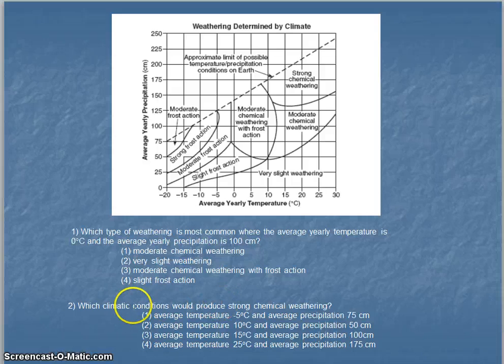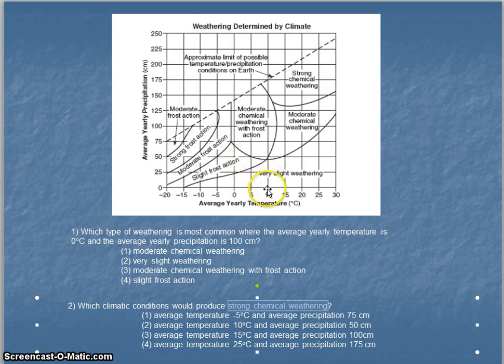The second question says, which climatic conditions would produce strong chemical weathering? The best way to do these kinds of questions, if they were on a Regents exam or quiz or test, is to do a process of elimination. We are looking for strong chemical weathering. So let's start with the first one, -5 Celsius. We're here, and the average precipitation is 75. That is in moderate frost action, not what we need.